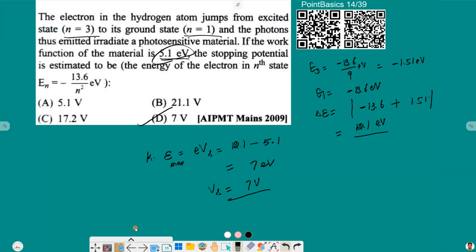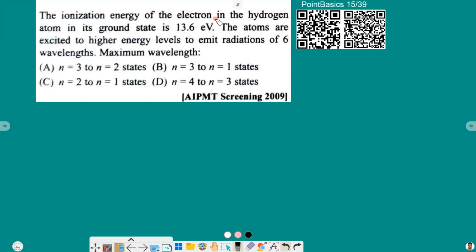Moving ahead, the ionization energy of the electron in the hydrogen atom in its ground state is 13.6 electron volt. The atoms are excited to a higher energy level to emit radiation of 6 wavelengths. The maximum wavelength will be? So we have to find out the maximum wavelength. As mentioned, we have 6 wavelengths here. For the number of radiations emitted, we have the relation n into n minus 1 by 2, and the number of radiations here is 6.